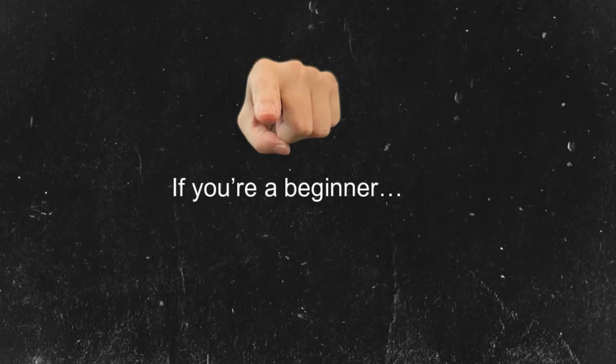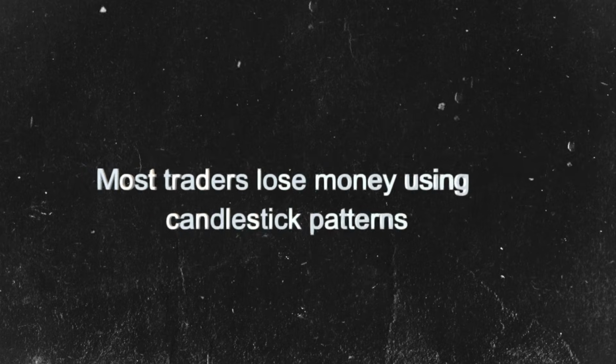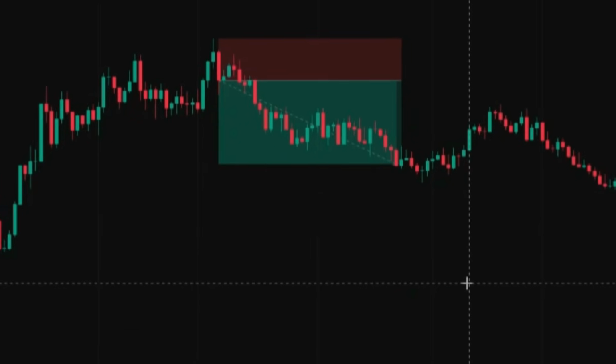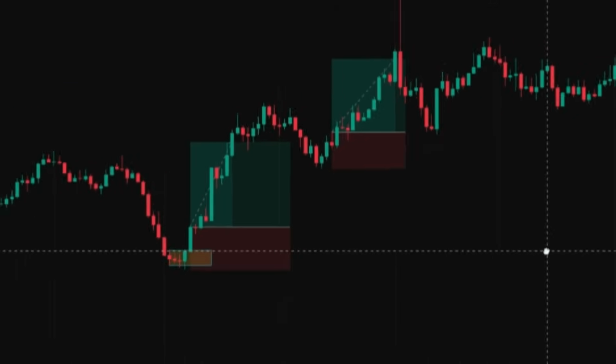If you're a beginner, you've probably memorized hammer, doji, engulfing, morning star. But here's the uncomfortable truth. Most traders lose money using candlestick patterns. Not because the patterns don't work, but because they don't understand what they're actually seeing.